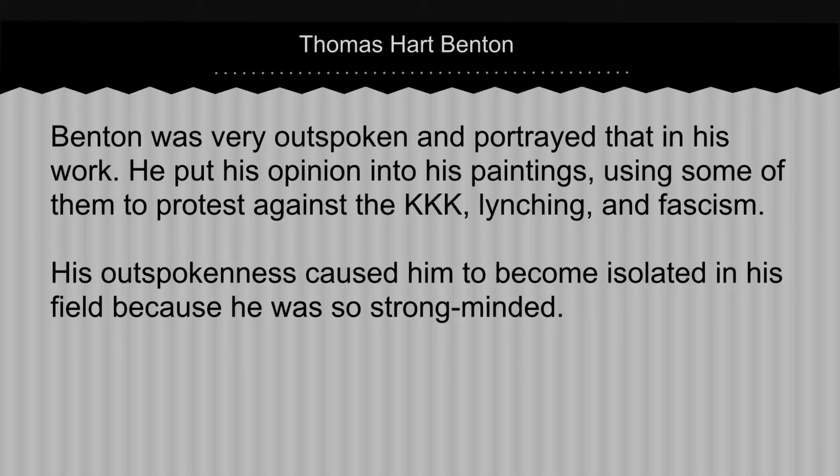Benton was very outspoken and portrayed that in his work. He put his opinion into his paintings, using some of them to protest against the KKK, lynching, and fascism. His outspokenness caused him to become isolated in his field because he was so strong-minded.